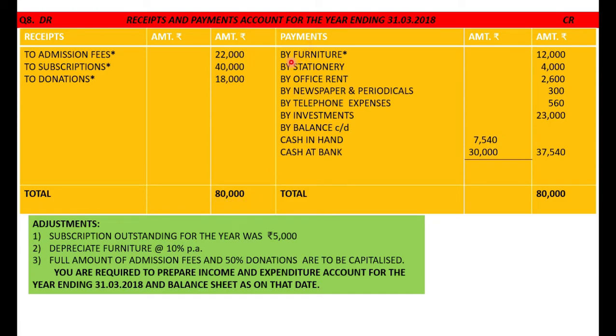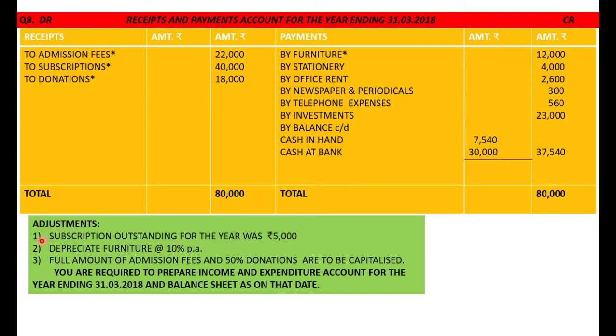Payment side: by furniture 12,000, by stationery 4,000, by office rent 2,600, by newspaper and periodicals 300, by telephone expenses 560, by investments 23,000, by balance carried down: cash in hand 7,540, cash at bank 30,000, total 37,540. Total of payment side 80,000.